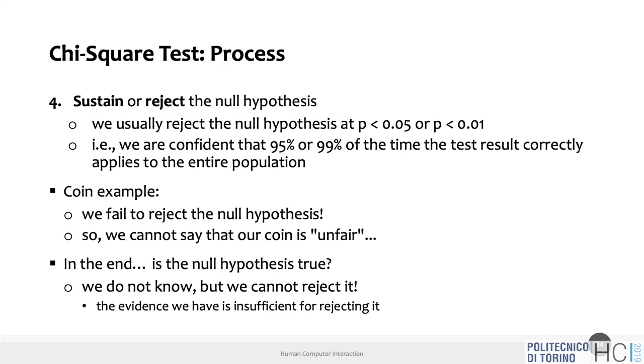So whether we choose 0.05 as the p-value threshold or 0.01, in either case we cannot reject the null hypothesis, because our p is 0.2. It is much, much bigger than these two values. So in our example, with our data, we fail to reject the null hypothesis. So we cannot say that our coin is unfair.